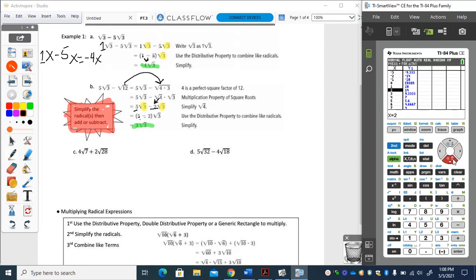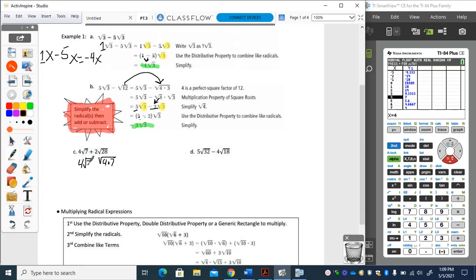Is 2 a perfect square? No. 3 is not. What about 4? 4 and 7. So let's simplify by saying the square root of 28 is really the square root of 4 times 7. So we have 4 square root of 7 plus 2 the square root of 4 times 7.